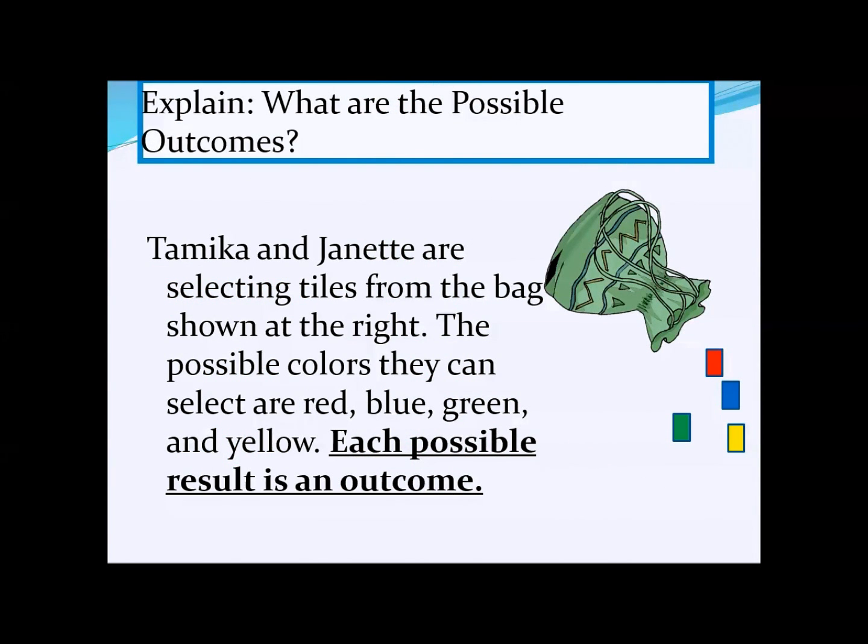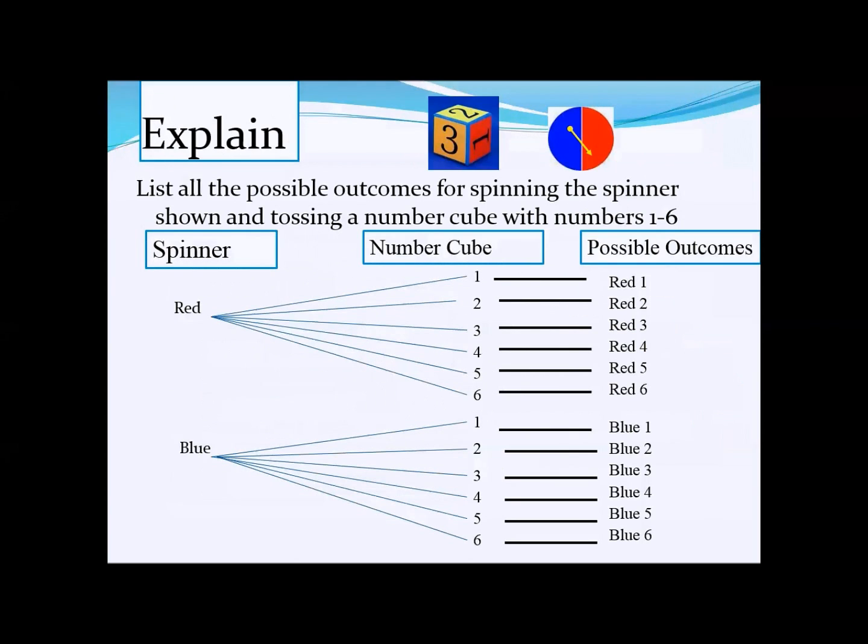Now, what are the possible outcomes? Let's look at this word problem. Tamika and Janet are selecting tiles from the bag shown at the right. The possible colors they can select are red, blue, green, and yellow. Each possible result is an outcome. So if Tamika selected red, that is an outcome. If Jeanette selected a green, that is called an outcome.